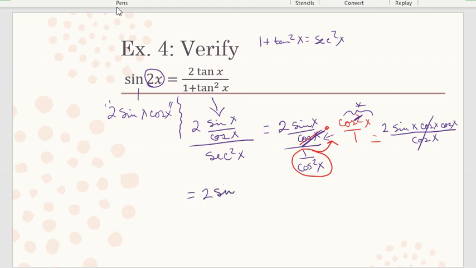2 sine x cosine x, and let's make that look like an x and not an upside down V. All right, and that is equal to, if you remember, that's what sine of 2x is. Sine 2x, not sine squared x, sine of 2x. Now it matches the other side, and I'm done.